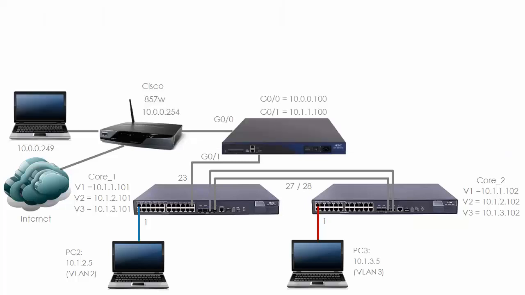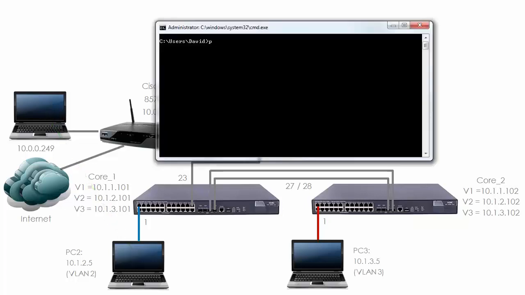In the meantime, let's see if we can ping from our PC 10.0.0.249 to PC2 10.1.2.5. So on my local PC, ping 10.1.2.5. As you can see, the ping fails. Let's see if we can find out where the problem is. Notice the ping is failing.